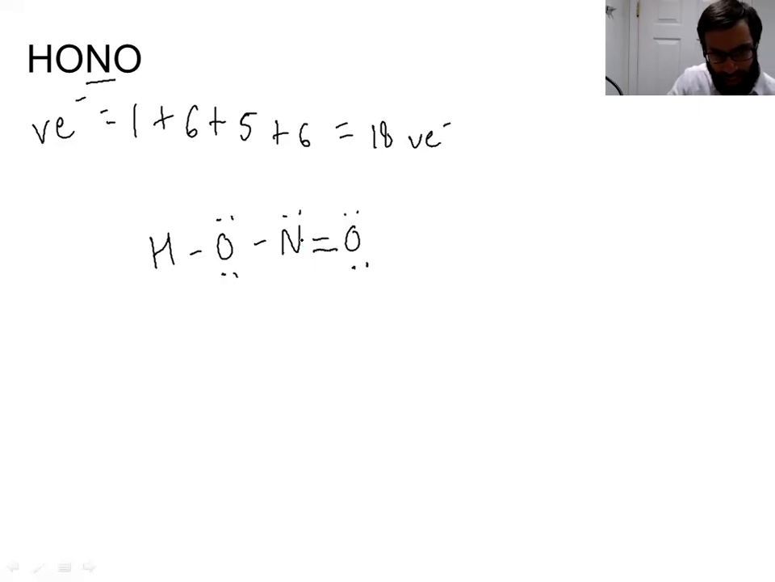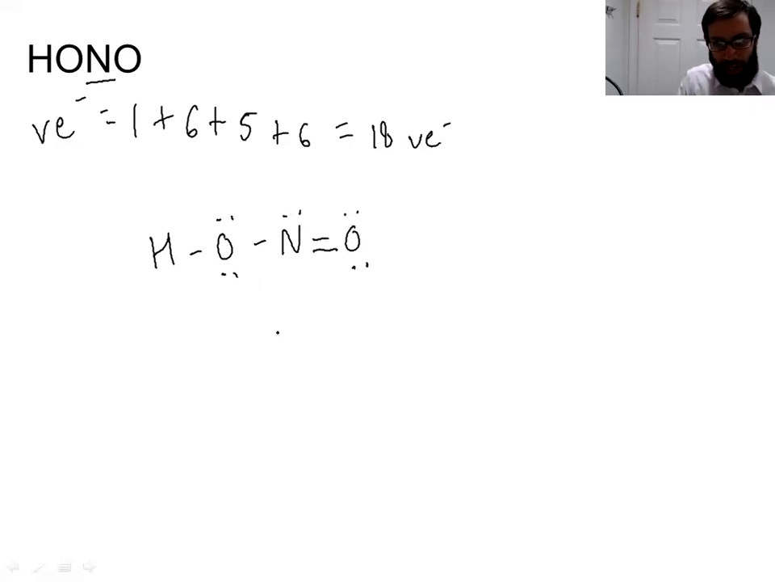Now let's take a look at all this. We have 2, 4, 6, 8 for the oxygen. We have 2, 4, 6, 8 still for the nitrogen, and this other oxygen we didn't change. Hydrogen has the duet rule. So we're good. We can check the total number of valence electrons: 2, 4, 6, 8, 10, 12, 14, 16, 18. So that is the Lewis structure.